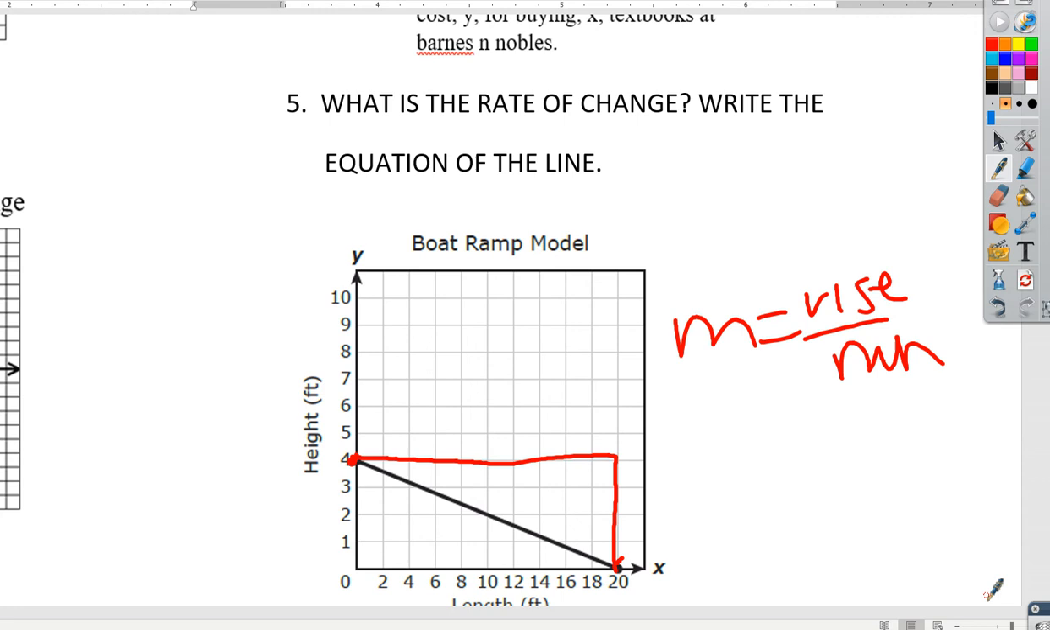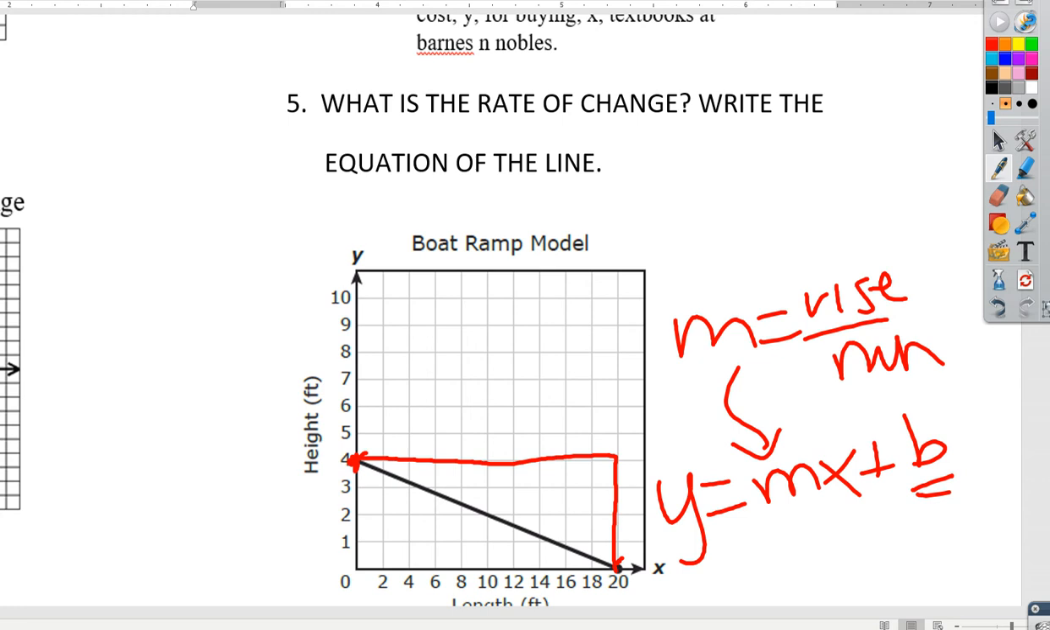And check if it's positive or negative. And then when you want to write the equation, you're going to put your m in for here. And then, of course, you're going to have to find the b by looking at the y-intercept right there.